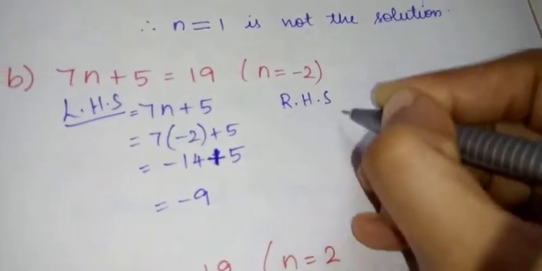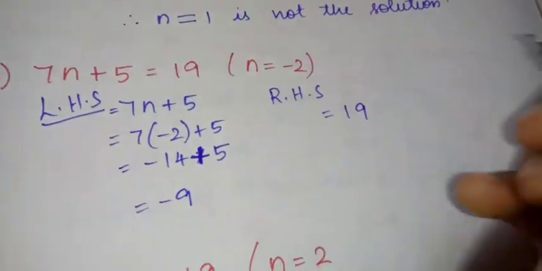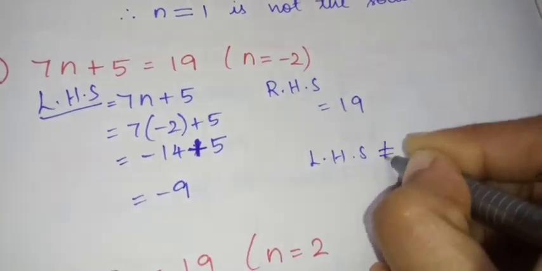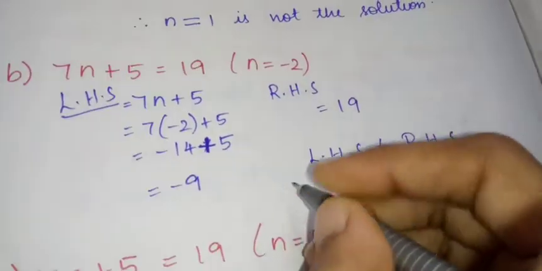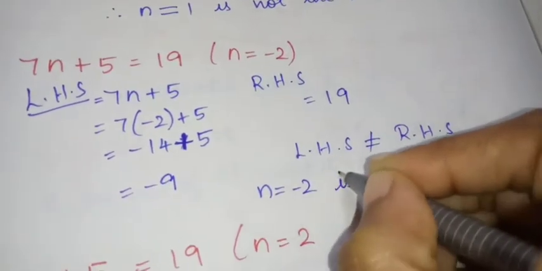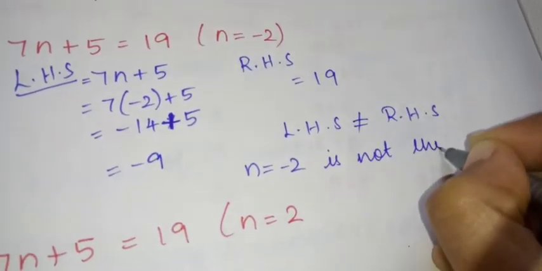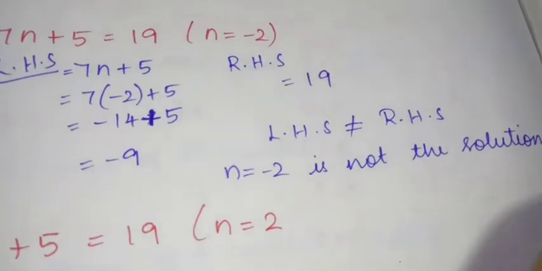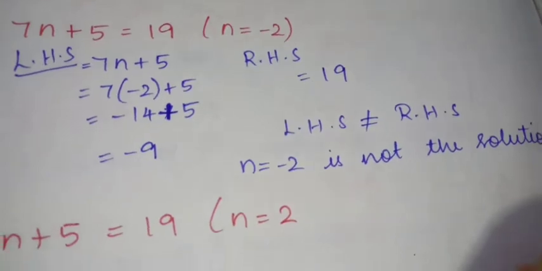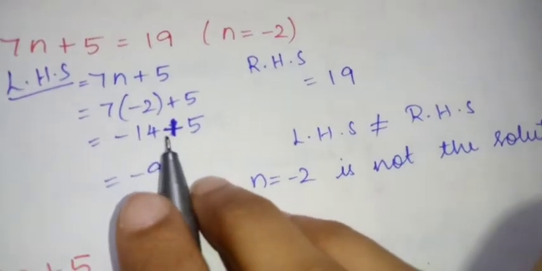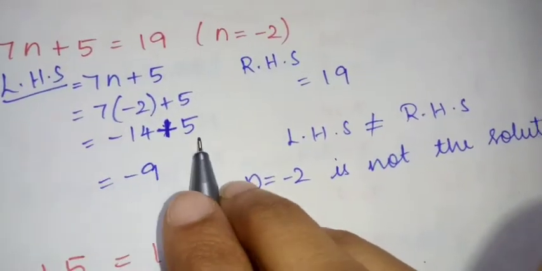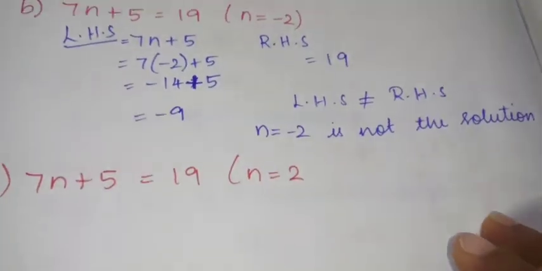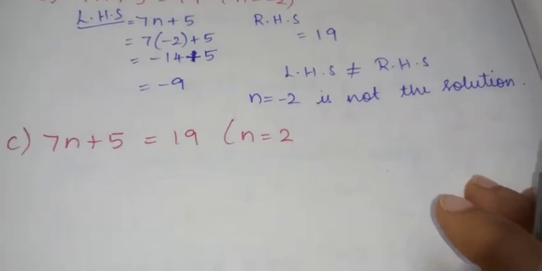RHS is 19. So whether LHS and RHS are equal? No. LHS is not equal to RHS. Therefore, n is equal to minus 2 is not the solution of that equation. Okay, children, see, minus 14 plus 5 is minus 9. Here 19. Both are not equal. So, n is equal to minus 2 is not the solution.